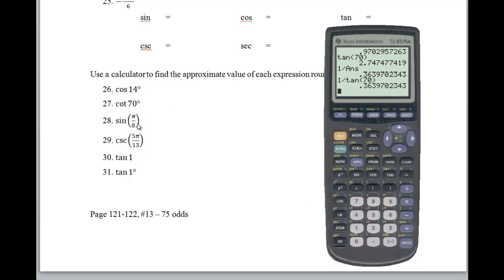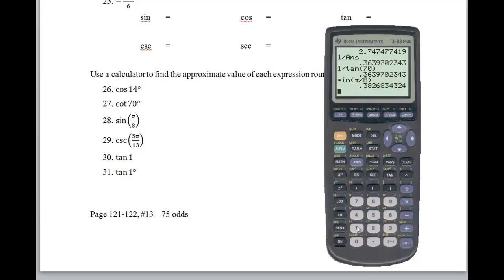Now the next problem is in radians. So we're going to have to click our mode and go back to radians, and then from there click second mode, and then we can type in the sine of pi. Let's get our pi by clicking second caret, divided by 8, and close that off, and get an answer of 38 hundredths for rounding to 2 decimal places.